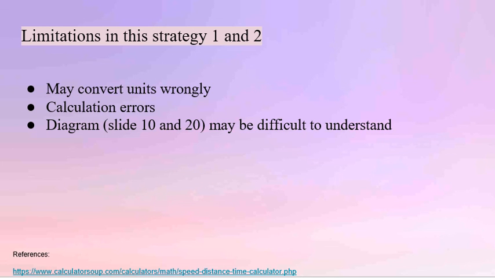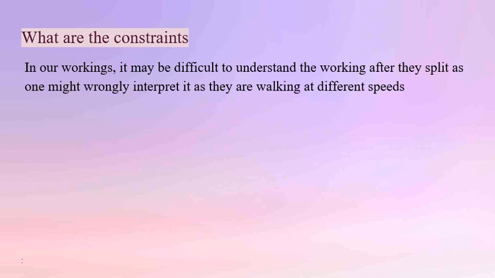The limitation in strategy 1 and 2 is that they may convert units wrongly and there may be calculation errors. The diagram in slide 10 and 20 may be difficult to understand. The constraints are that it may be difficult to understand the working after they split, and one might be wrongly interpreted if they are working at different speeds.